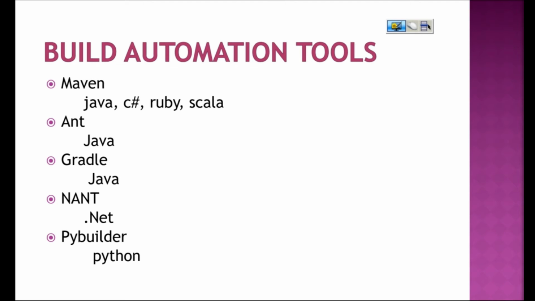There are so many build automation tools like Maven, Gradle, Ant, NAnt, PyBuilder, and so on. Maven is basically for Java projects, but it can also be used to build other projects like C Sharp, Ruby, Scala, and so on. Ant is also for Java, Gradle is also for Java projects, and NAnt is for .NET applications. And then PyBuilder is used to build Python projects. So this is how we have different build automation tools.